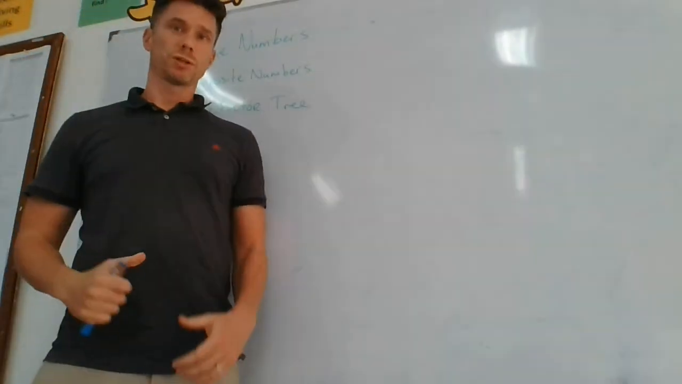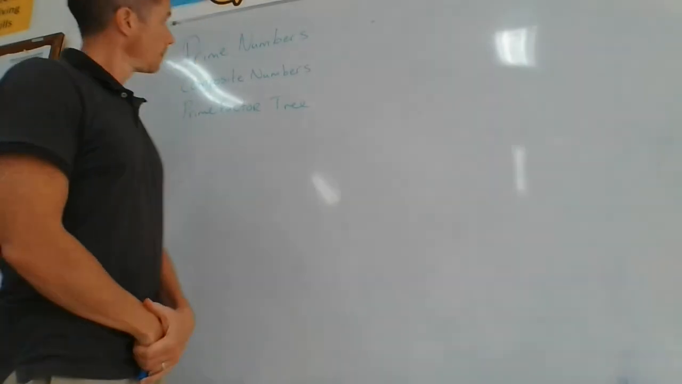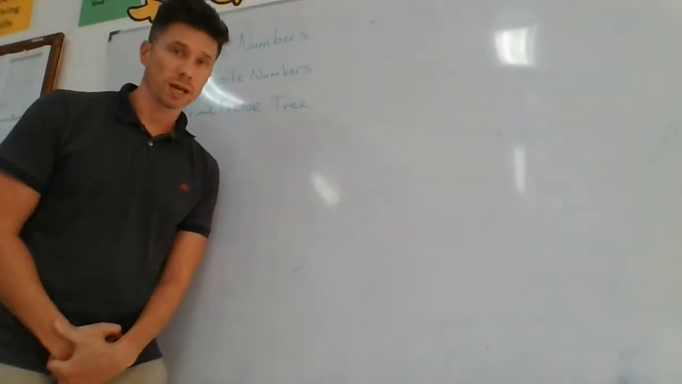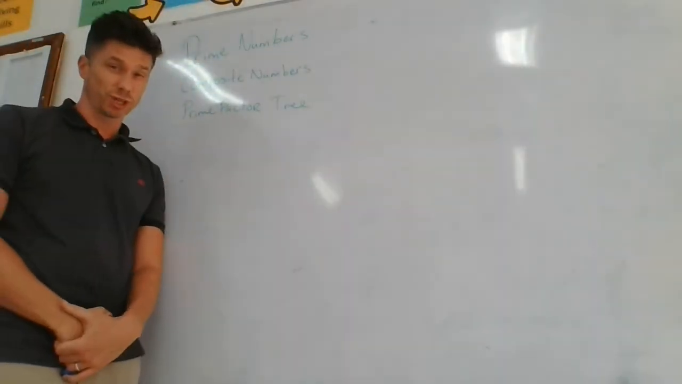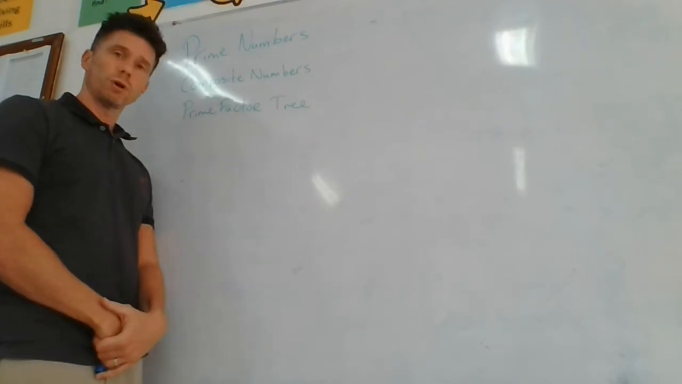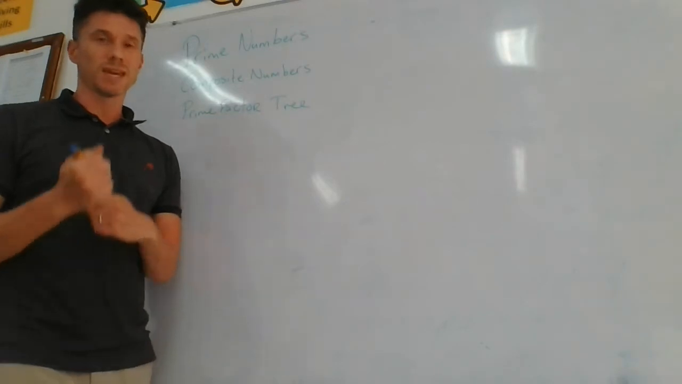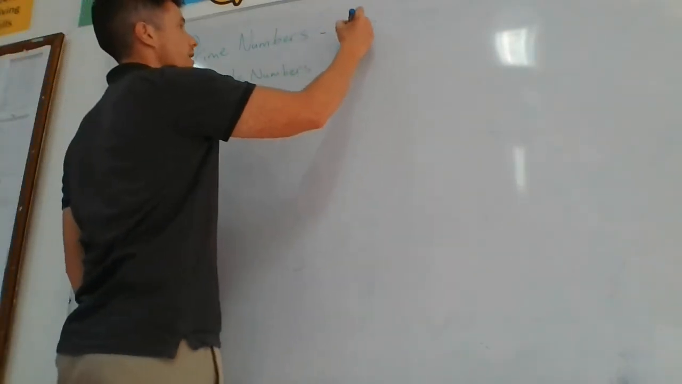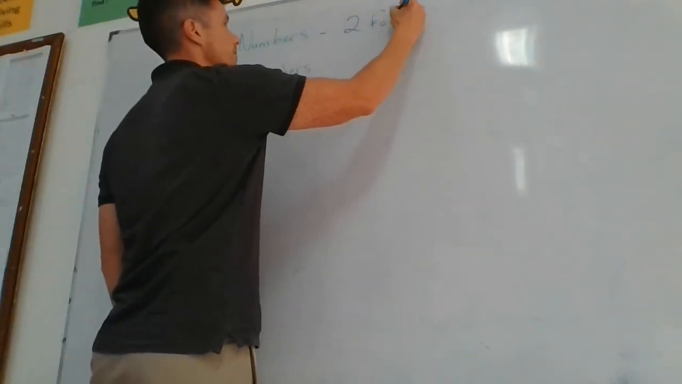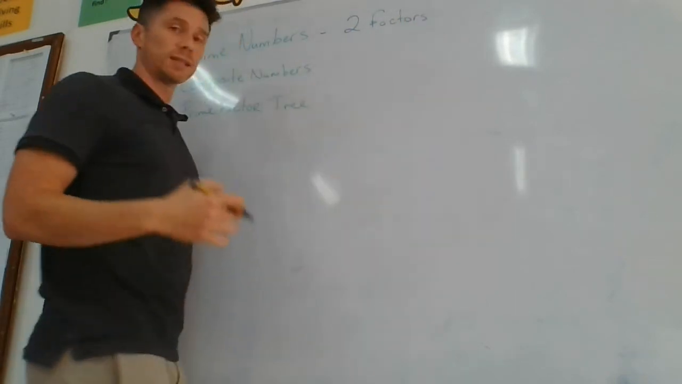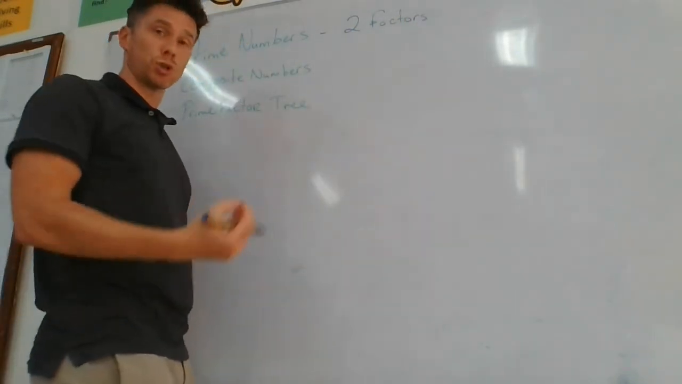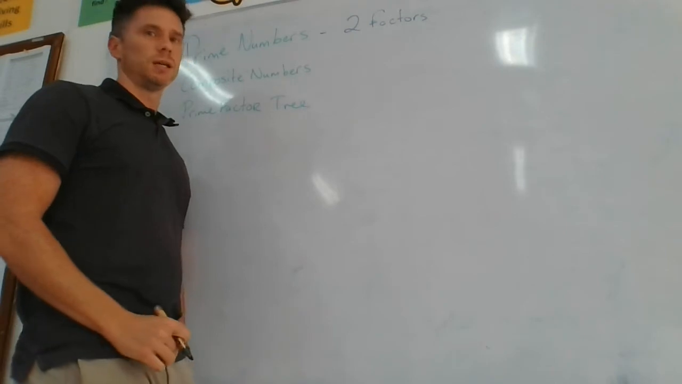Good morning. So we're here to talk about prime numbers, composite numbers, and a prime factor tree, which we'll come to in a minute. First of all, we need to know the difference between a prime number and a composite number. The main thing is the prime number has got two factors, itself and 1. So two numbers that multiply to give it.